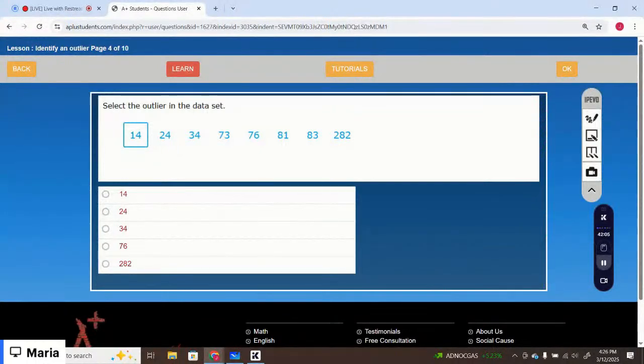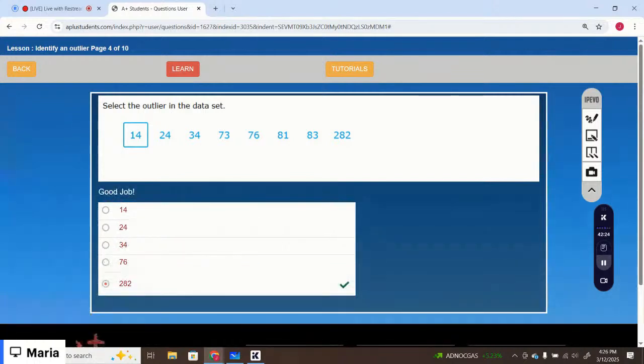Select the outlier in the dataset. That is 282. The last option is the correct option. So, okay, no problem.